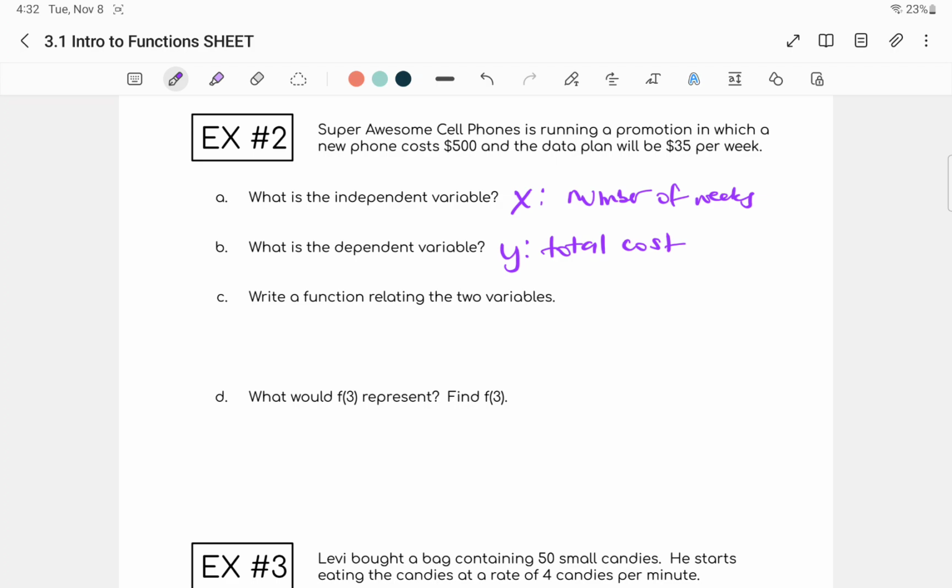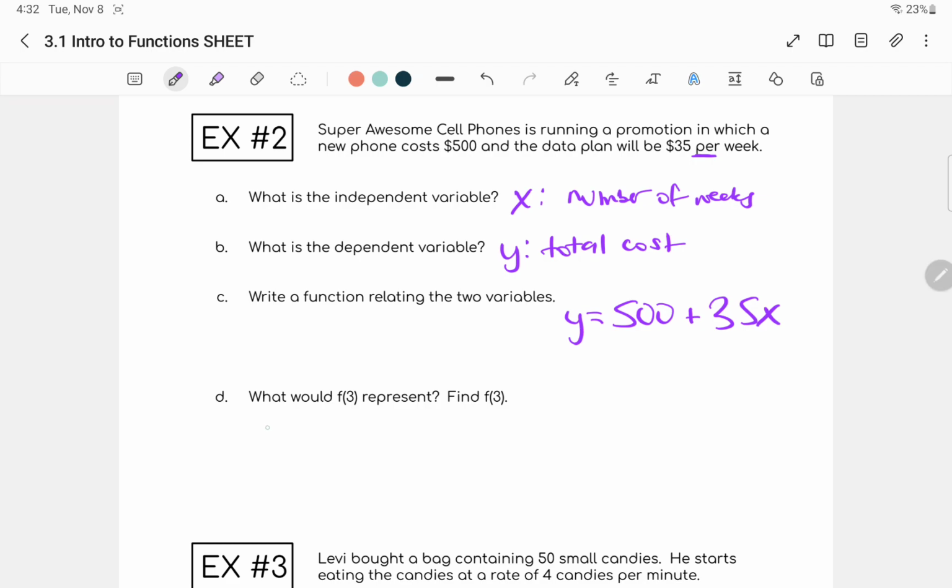And now we're going to write a function relating the two variables. So again, y equals, we're not going to do the words every time, but hopefully you understand that there's going to be an initial fee or a starting point. That's going to be that the new phone costs $500. So 500 goes first. And the data plan is 35 per week. So again, per, so $35 times the number of weeks. Weeks is x, so 35 times x. You just write it as 35x. Again, I'm spending my initial cost, I'm spending my monthly cost, and then that's all equal to my total.